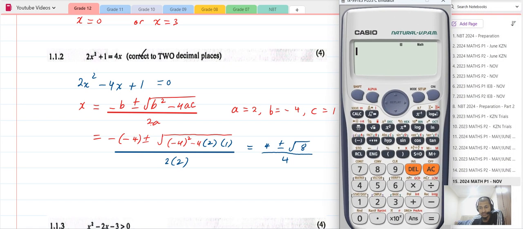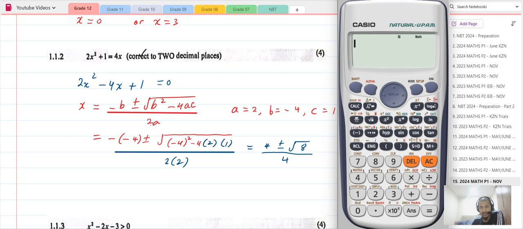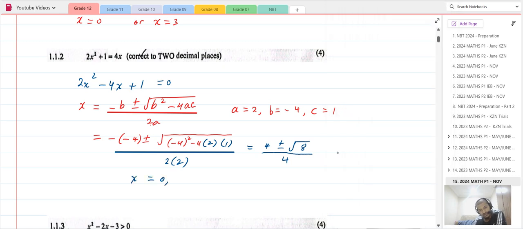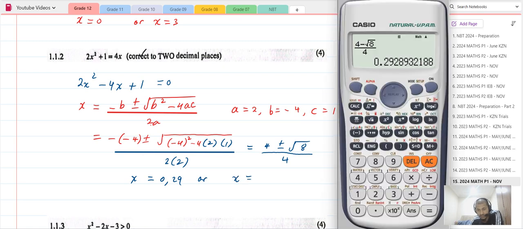I hope you can see my calculator on the screen. As we see here, using the fraction button, let's put the fraction 4 minus the square root of 8 over 4. I'm getting an answer of 0.29. So x is equal to 0.29, or x is equal to, and the one with the plus will give me, 1.71.